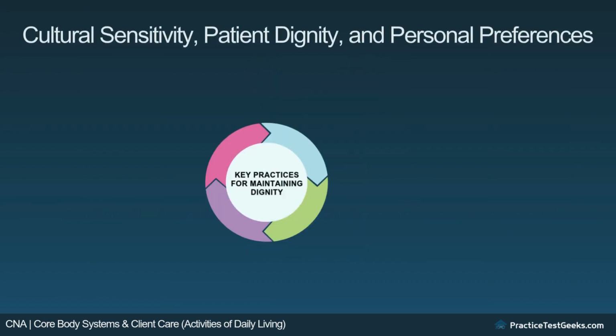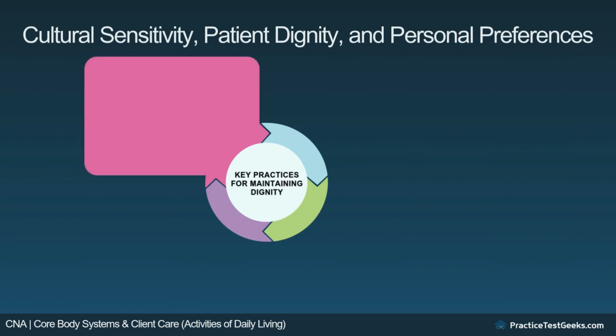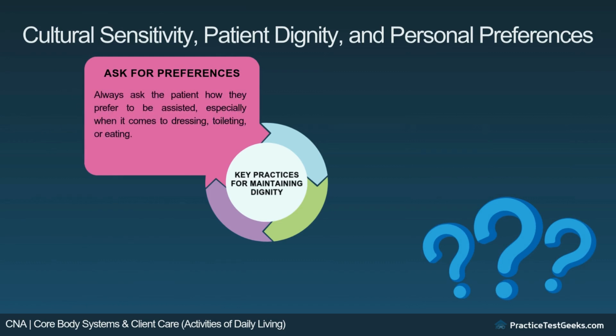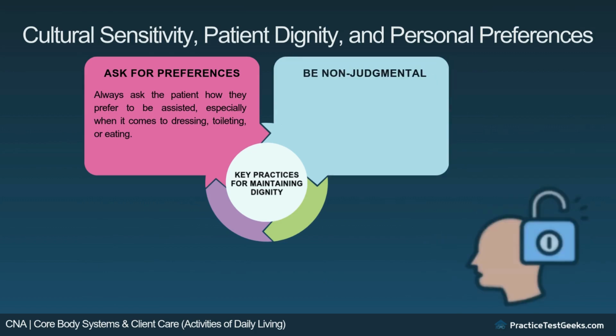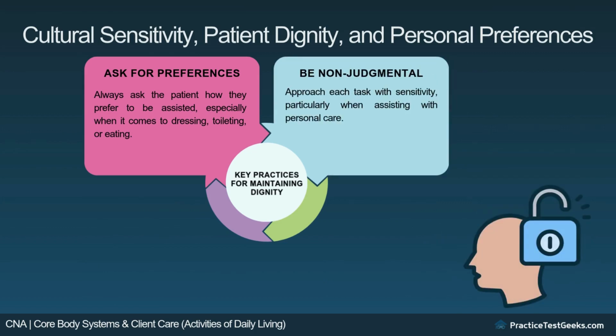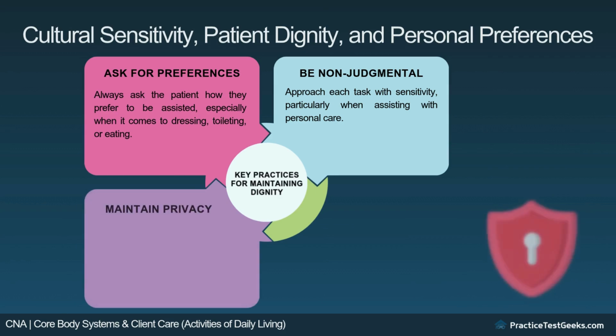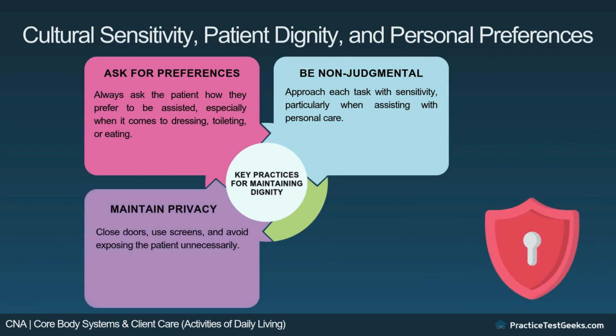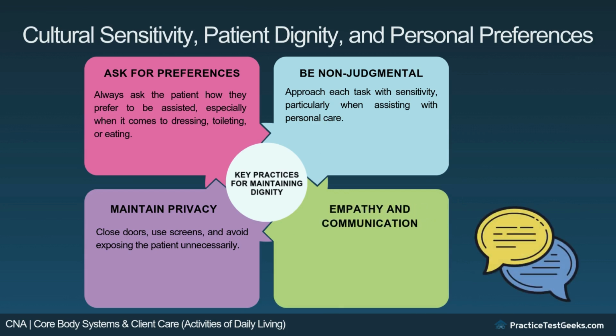Key practices for maintaining dignity. 1. Ask for preferences. Always ask the patient how they prefer to be assisted, especially when it comes to dressing, toileting, or eating. 2. Be non-judgmental. Approach each task with sensitivity, particularly when assisting with personal care. 3. Maintain privacy. Close doors, use screens, and avoid exposing the patient unnecessarily. 4. Empathy and communication. Use compassionate communication to explain the process and reassure the patient during each task.